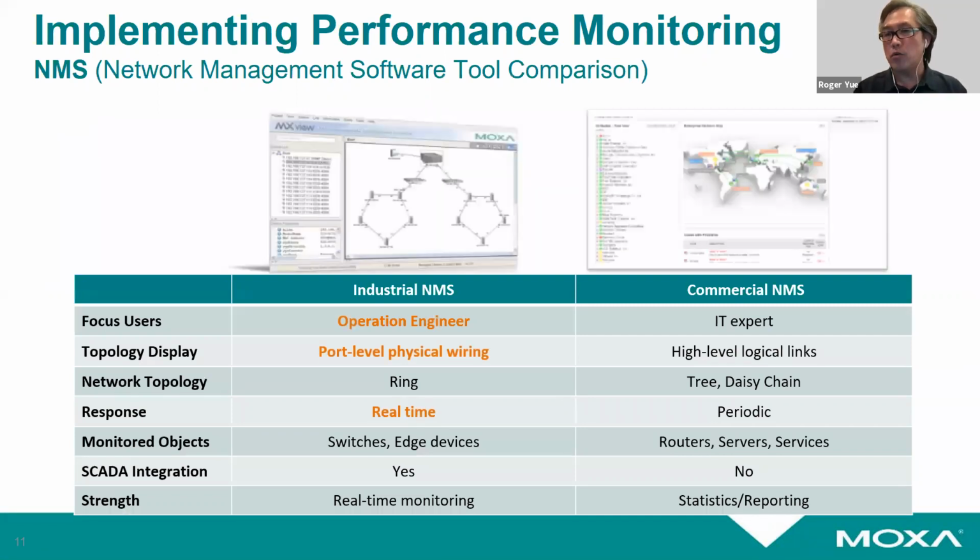One is called commercial, on the right-hand side. The other one is called industrial, which is what Moxa is offering. So what is the difference between these two? I'll take a very quick comparison to talk about.